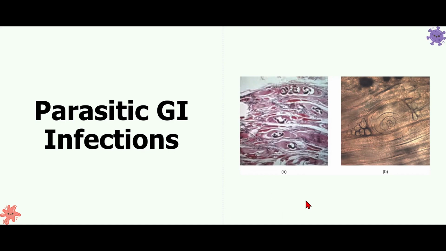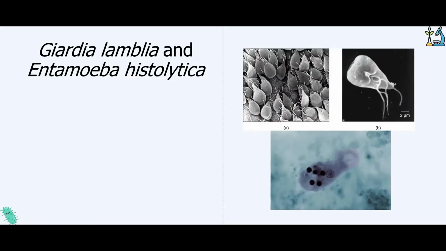Hello, in this video we're going to go over parasitic infections of the GI, also known as the gastrointestinal tract. So let's get started with talking about Giardia and Entamoeba. These are two common protists that can infect the gastrointestinal tract.